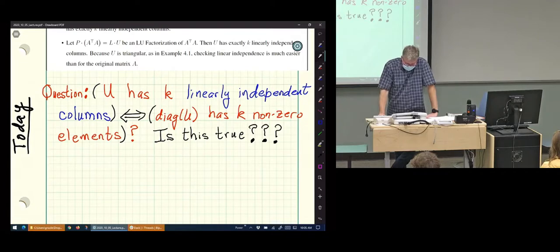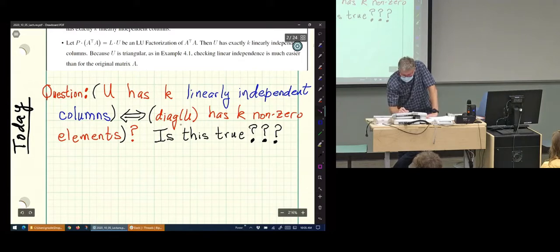Suppose U has K linearly independent columns. Is that exactly the same thing as checking just the diagonal of U and looking at non-zero elements on the diagonal? That's kind of where we left off. Is this true? Is there something better than doing linear independence? Can we just count non-zero elements on a diagonal?